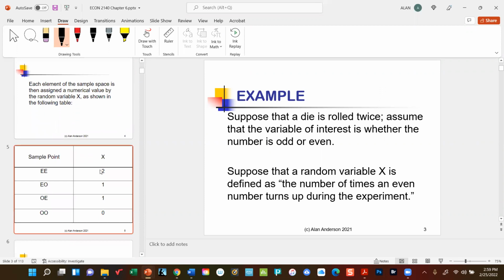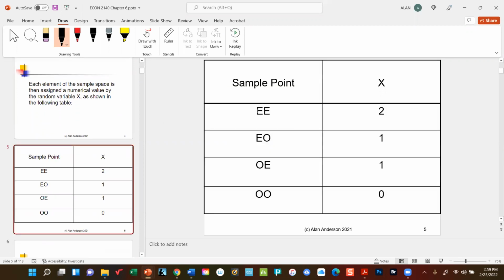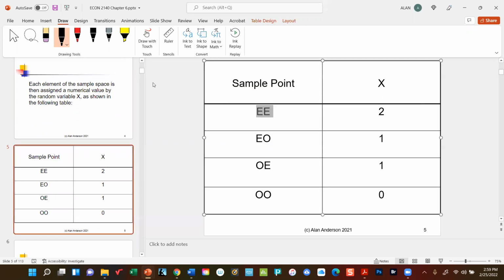Let's look at this chart now. So for example, if you get EE when you roll the die twice, X will be assigning a value of 2 to that outcome. If we get either EO or OE, then X will be 1 because there's only one even number in both of these cases. And then finally with OO, X is 0 because there are no even numbers.